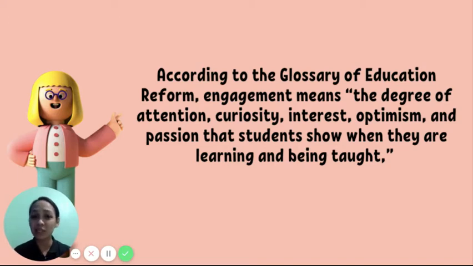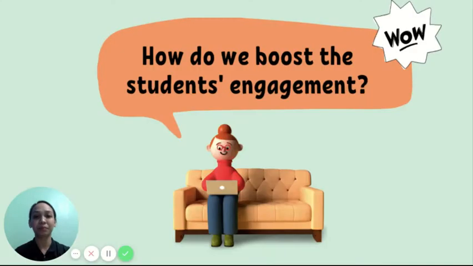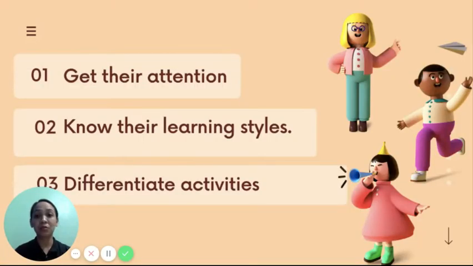So what is engagement? According to the Glossary of Educational Reform, engagement means the degree of attention, curiosity, interest, optimism, and passion that students show when they are learning and being taught. Then how do we boost engagement? So number 1, you have to get their attention. Number 2, know their learning styles. And number 3, differentiate activities.